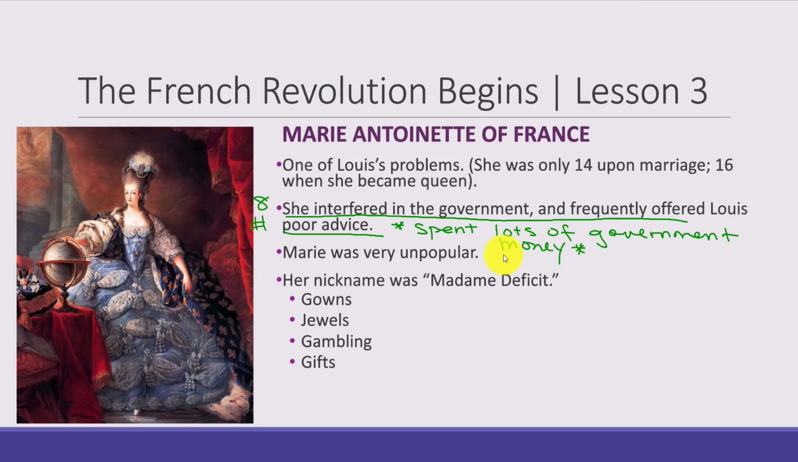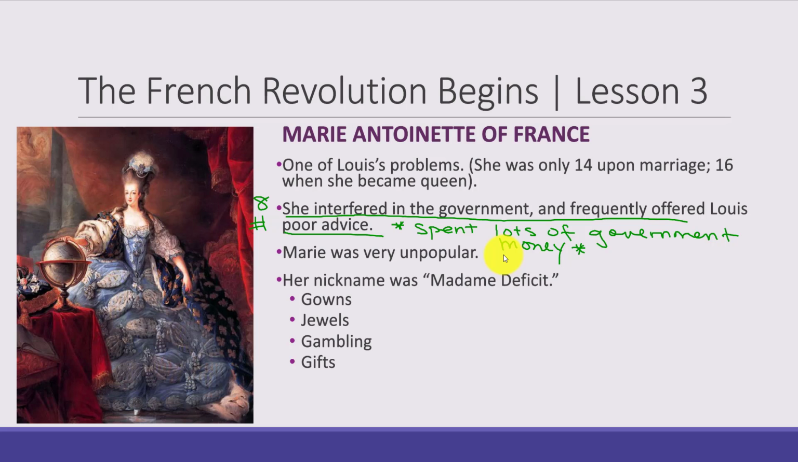Alright, so this is Marie Antoinette of France. This was another one of King Louis XVI's problems. This was his wife, and they got married at a very young age, because a lot of times marriages were arranged at that point. She was 14 upon marriage, and she became queen at 16. Okay. However, for your answer for number 8, she gave very poor advice.